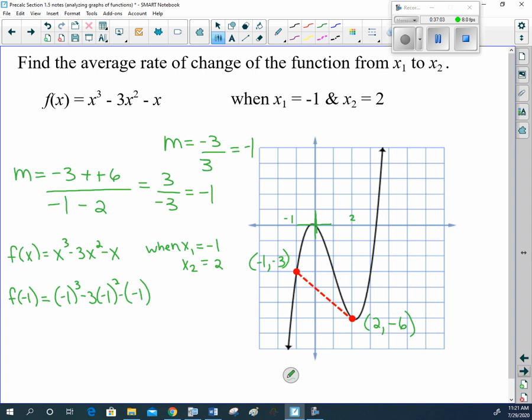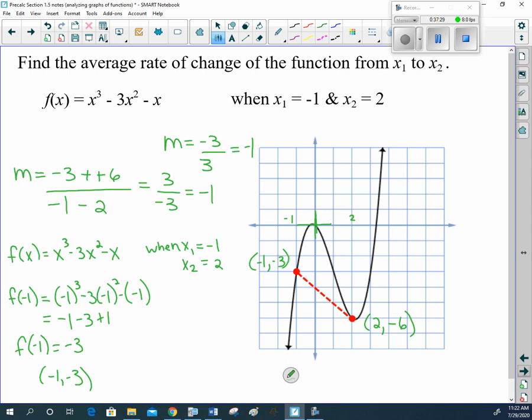Okay, so I know that it's supposed to be -3 because I have a picture. Let's type that in and see if we get -3. So this is -1, this is 1, -3, and this is +1. So yeah, when I put in a -1, I get a -3 out. That was the point, -1, -3. Perfect.